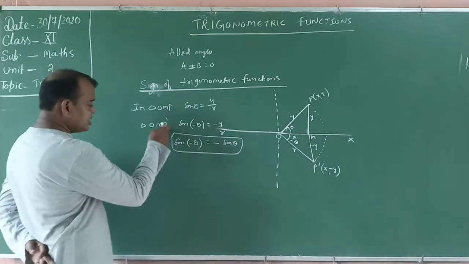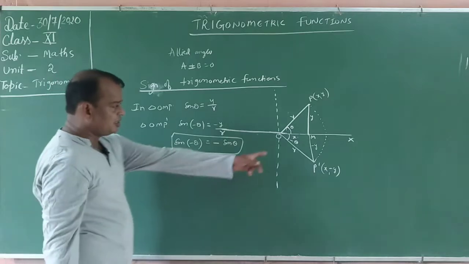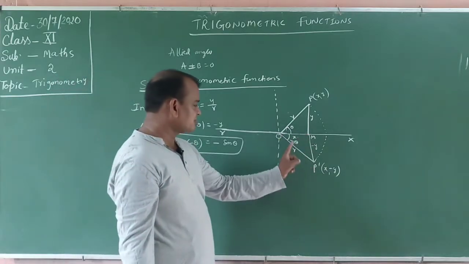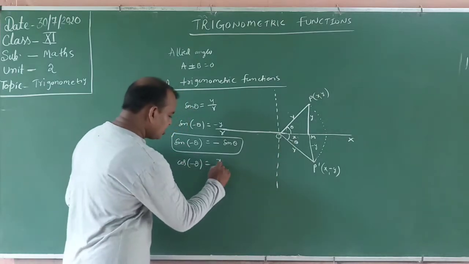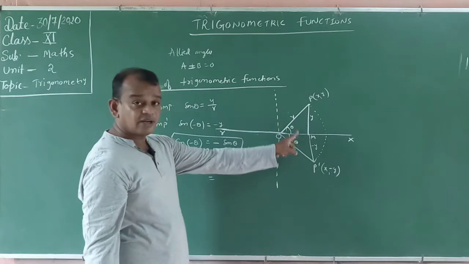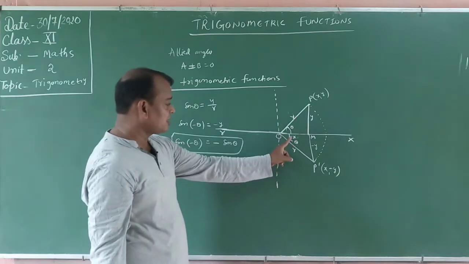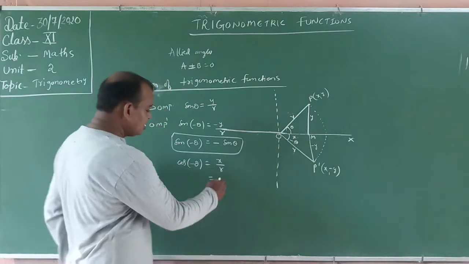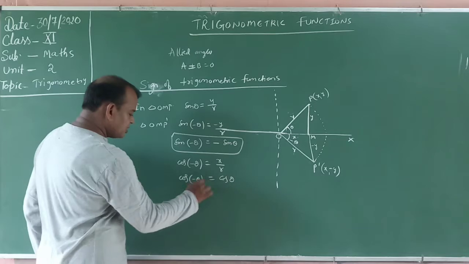Now cos of minus theta in the same triangle OMP dash. What is the definition of cos? Adjacent side by hypotenuse, that is x by r. Cos theta in the upper triangle is x by r. In this one, cos of minus theta is also x by r, which is nothing but cos theta. Listen, cos minus theta is equal to how much?